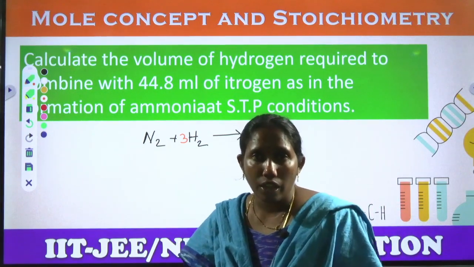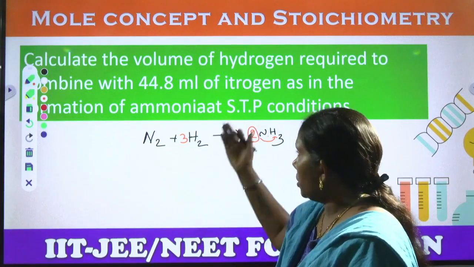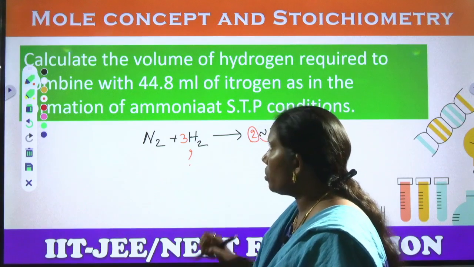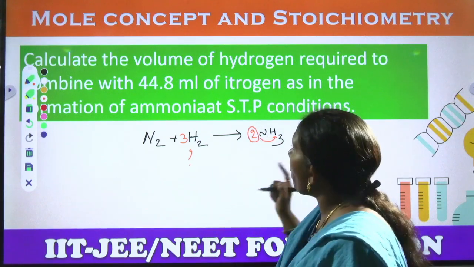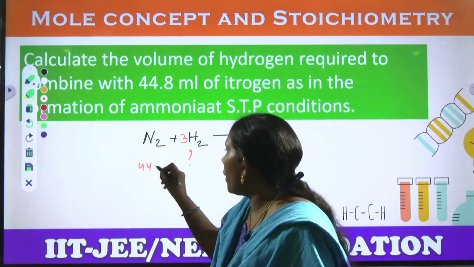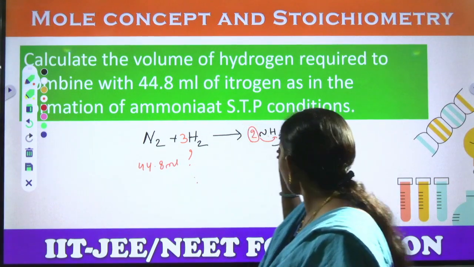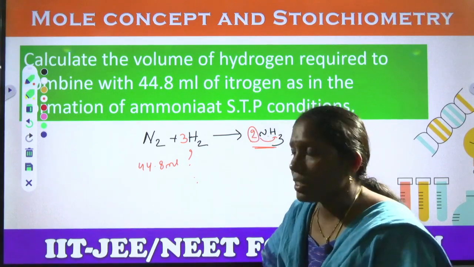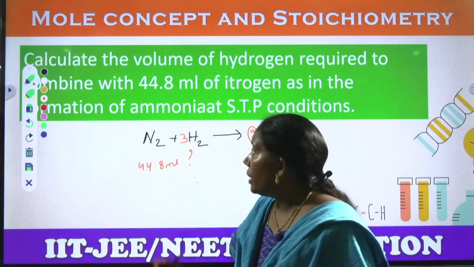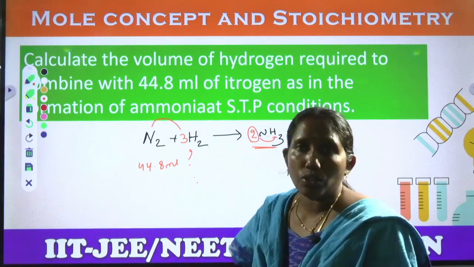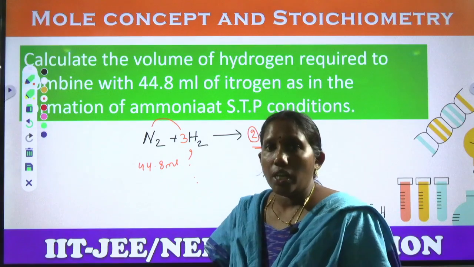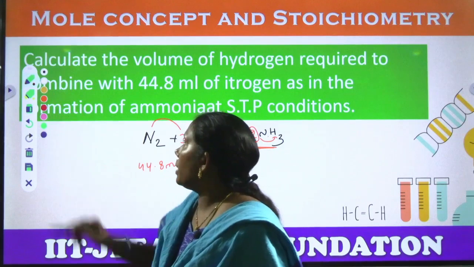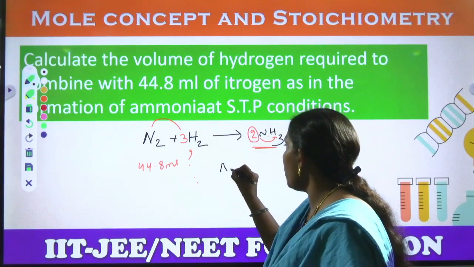For this now we have to calculate for the given data. Calculate the volume of hydrogen required to combine with 44.8 ml of nitrogen in the formation of ammonia at STP conditions. So here he is asking the relation between nitrogen and hydrogen, right? So let us start initially, first take one reaction, then take the reaction clearly, then we will understand.